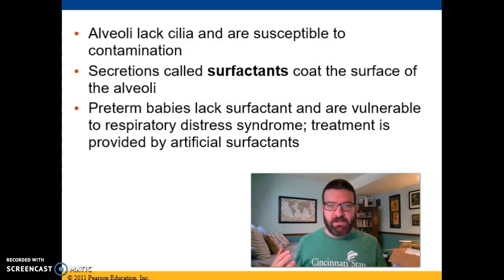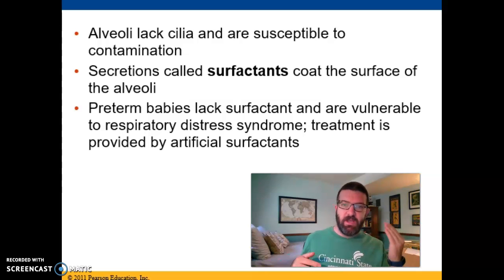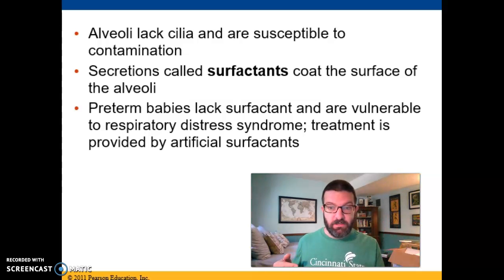So we have surfactants, which are amphipathic. They have a hydrophilic end to bind to the water and a hydrophobic end that won't bind with the water on the opposite side. Again, this is essentially just Dawn dish detergent in a sense. And so that allows us to reduce the surface tension, and those alveoli stay inflated instead of collapsing on one another.